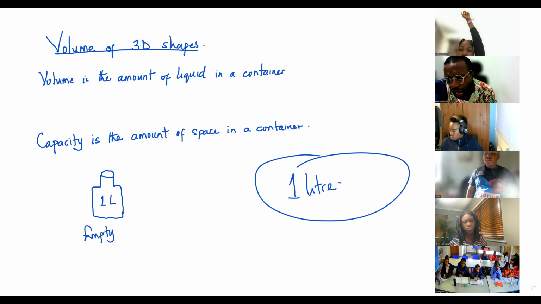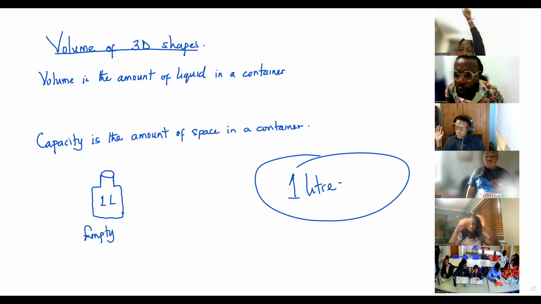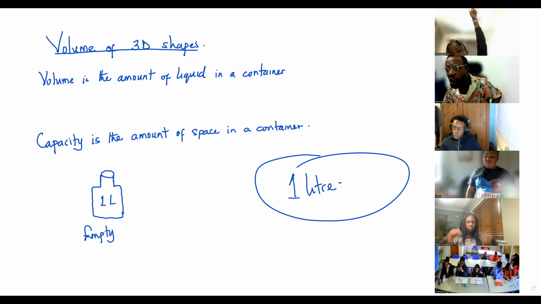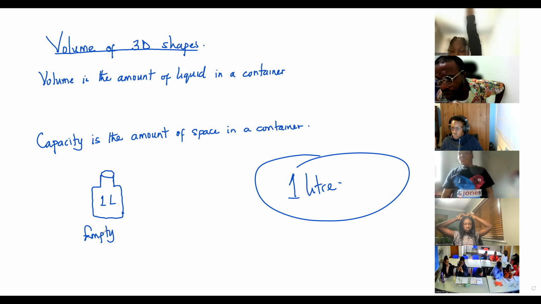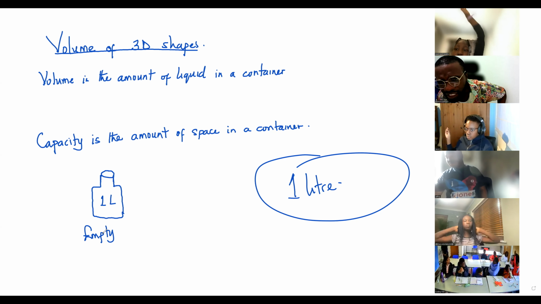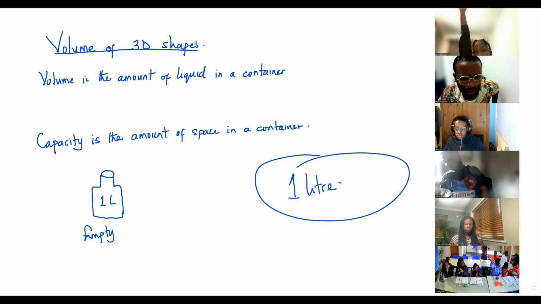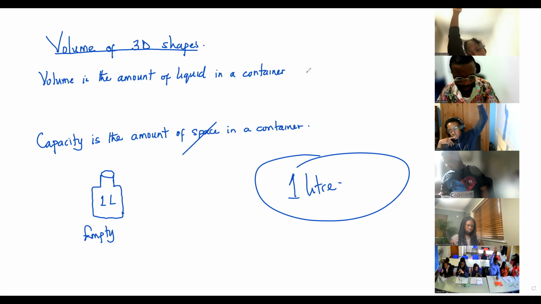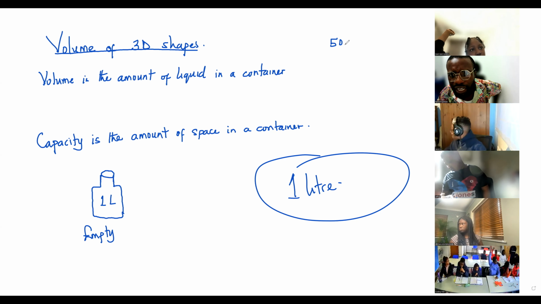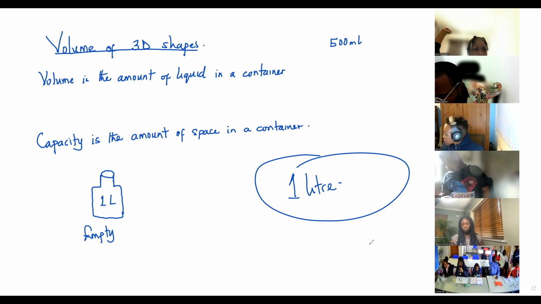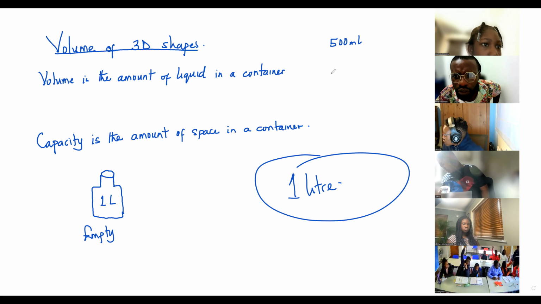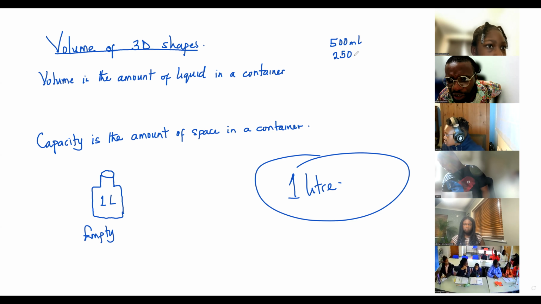Now, all of you, those of you in the front room with a water bottle, can you look on the inscription of your water bottle and tell me the capacity of your bottle? Yes, 500 milliliters. Yes, Reese. 250 milliliters. Okay, very good.